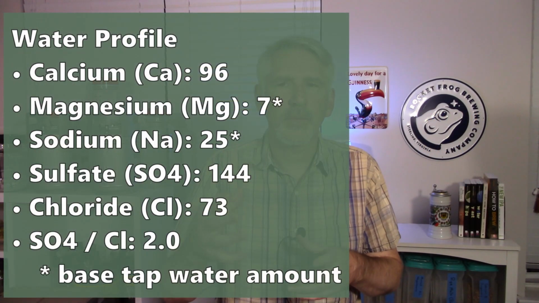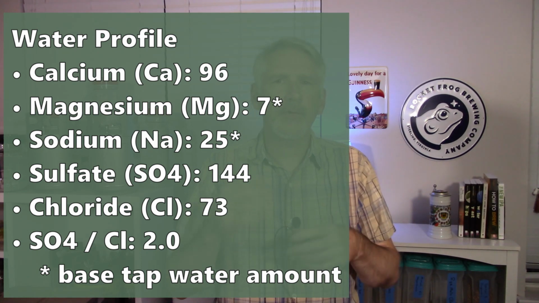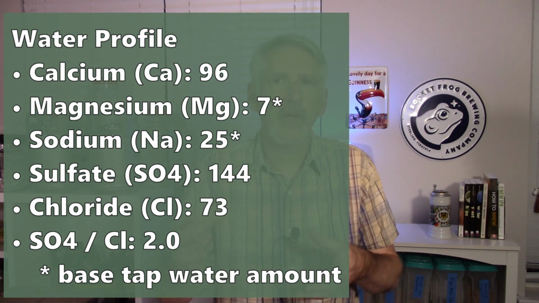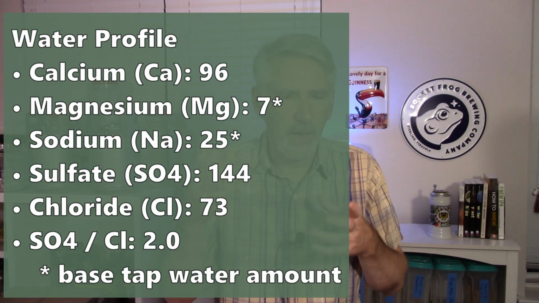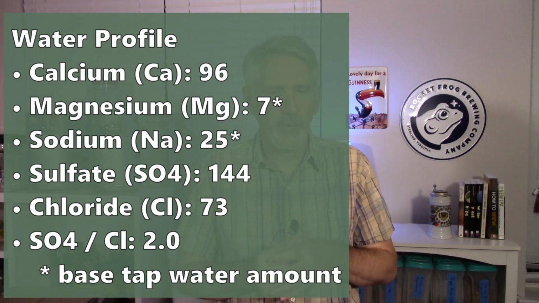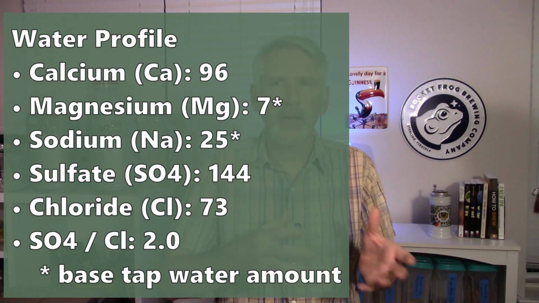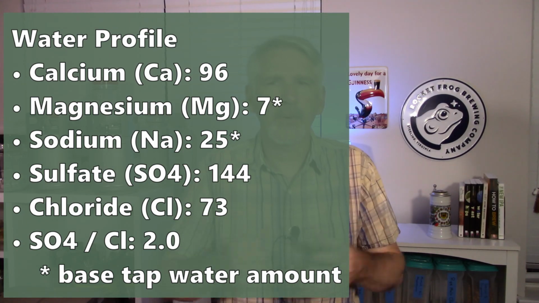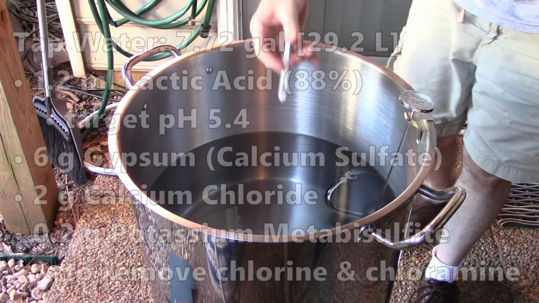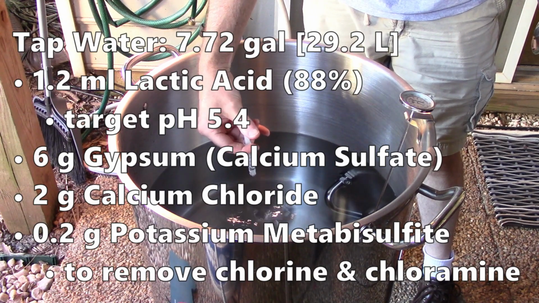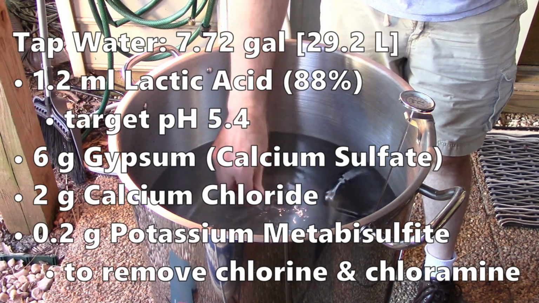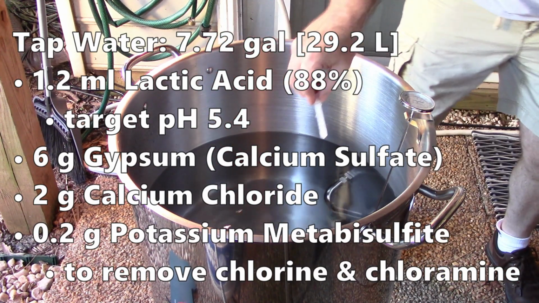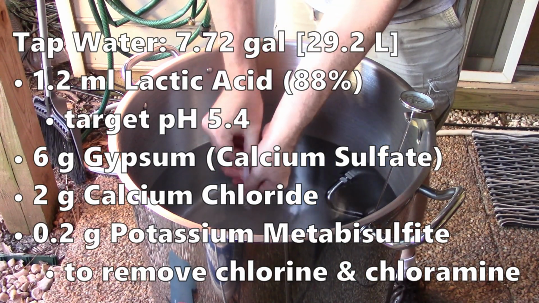With the water on this one, starting with my tap water, my goal is to just bump up some of the mineral levels, bump up that sulfate level to around 150, in this case 144 was the calculated number, then the chloride about half of that, and that would also help me boost up my calcium level a bit. To adjust my tap water, I need to add 1.2 milliliters of lactic acid to target a pH around 5.4. I don't think I actually took a measurement in this batch.